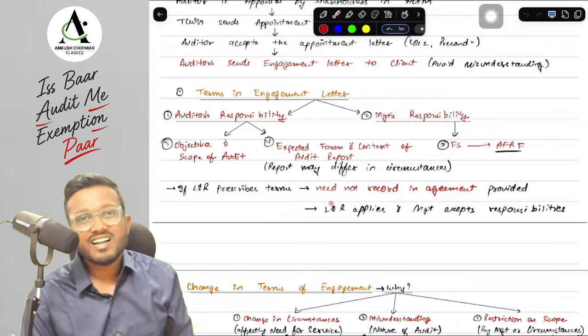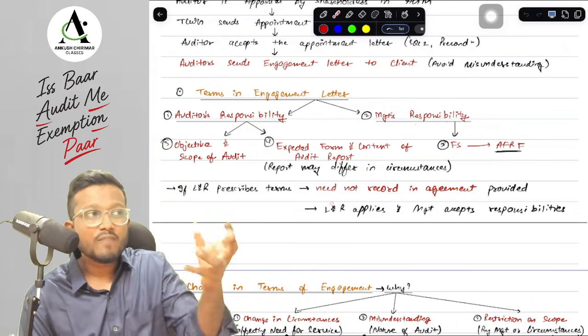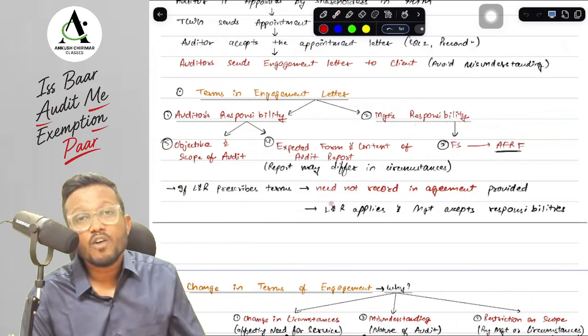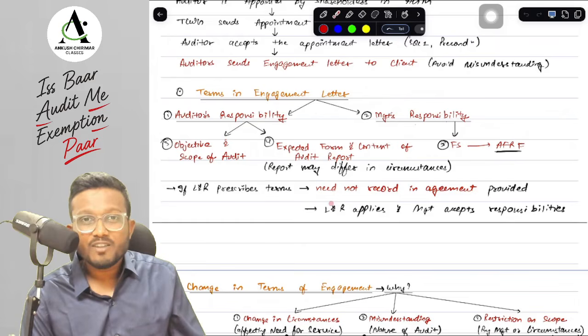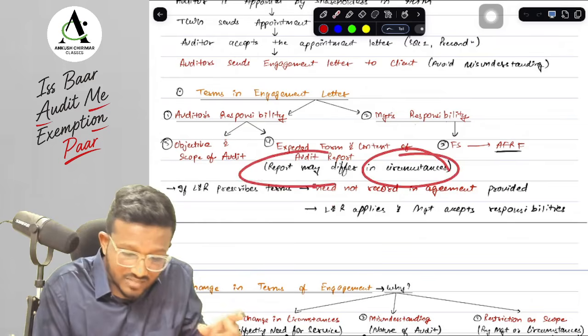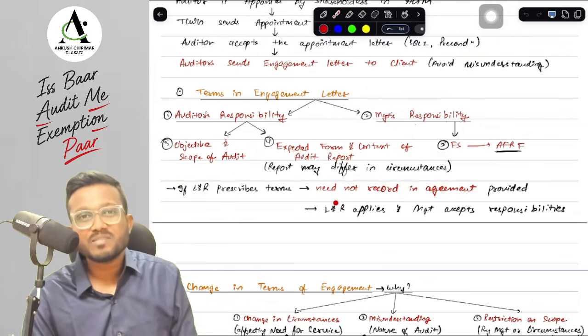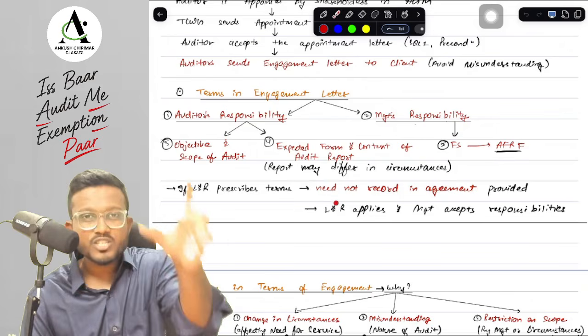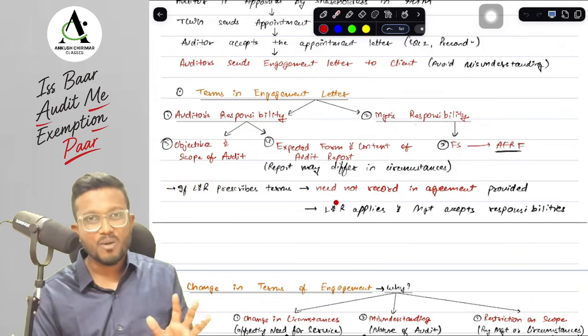Now sir, how can we say that? After auditing, if we have to give a modified opinion, then how will we give them the expected form and content? So here we will also include a statement that there can be circumstances where the report can be different from the expected format and content. So with that precaution, with that disclaimer, we give them the expected format and content.